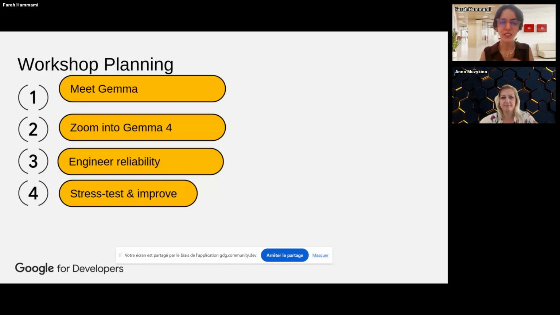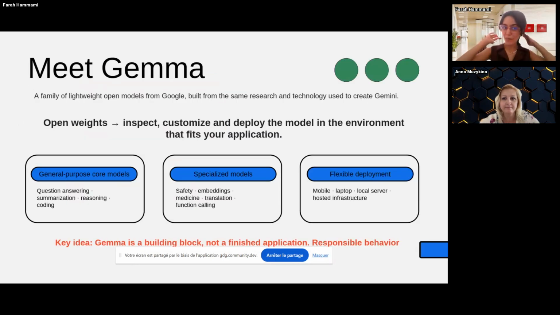We're gonna be talking about meeting Gemma as a family, and then we're gonna be focusing on Gemma 4, and we're gonna be talking later about explainable AI, and hopefully we can look at real examples of stress testing and improving. As I said, Gemma is an open weight model, unlike Gemini, but they're actually using the same technology and research. And with open weight models, we can inspect, customize, and deploy the model in the environment that fits the application.